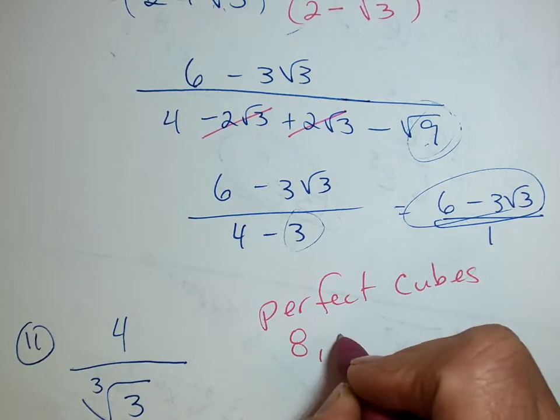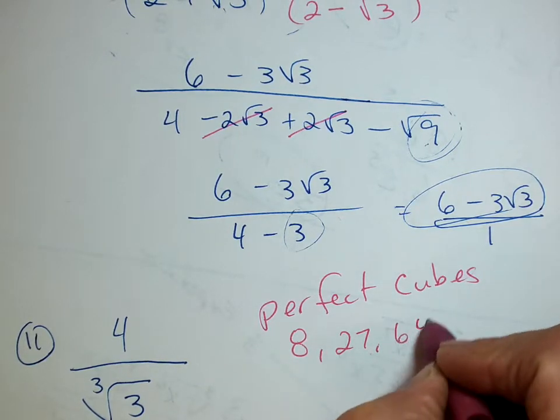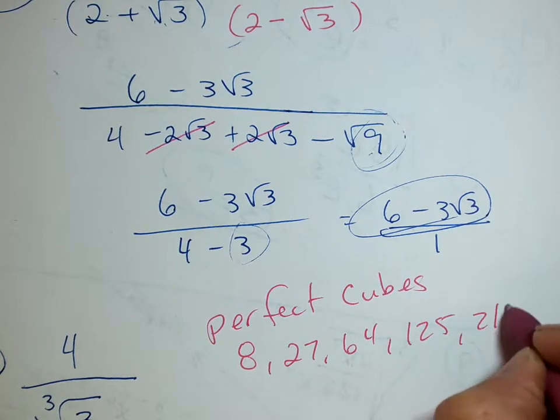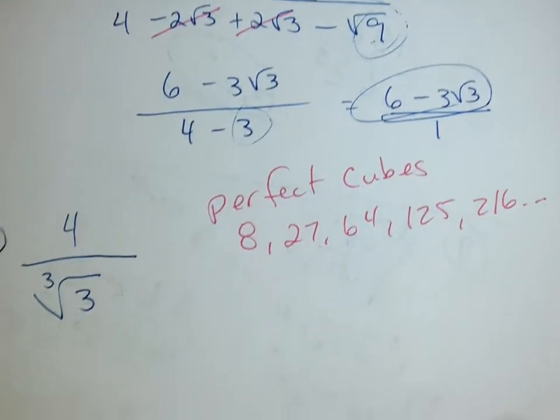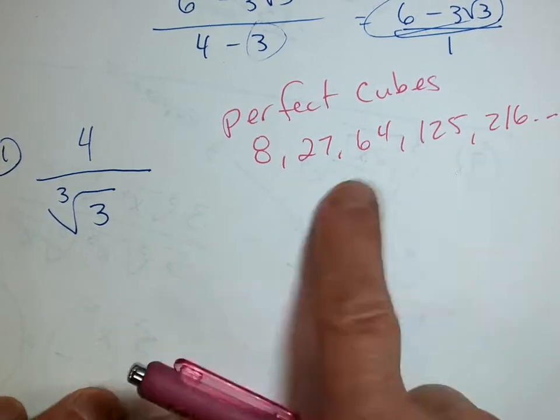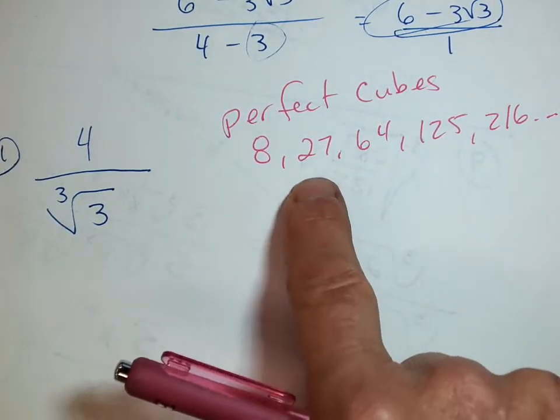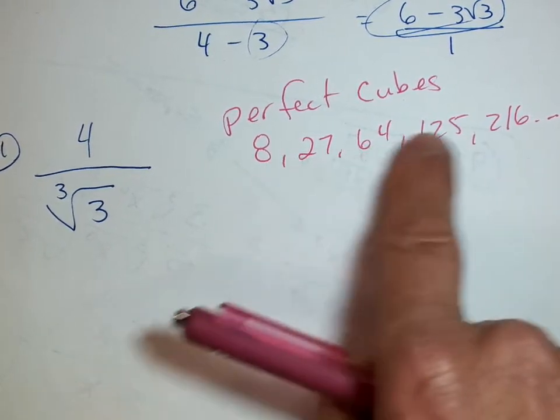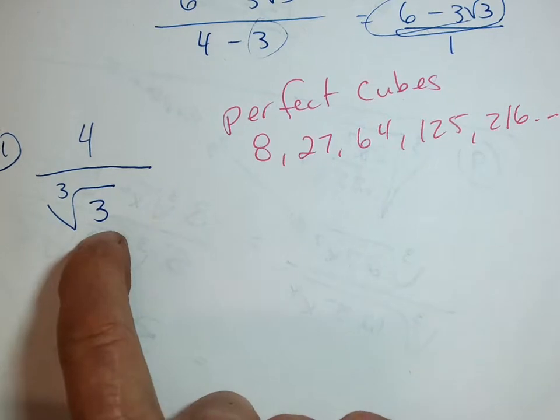8, 27, 64, 125, 216, and so forth. We need to make one of these numbers on the bottom, because if we can make one of these numbers in the denominator, it has a perfect cube root and we'd get rid of it.